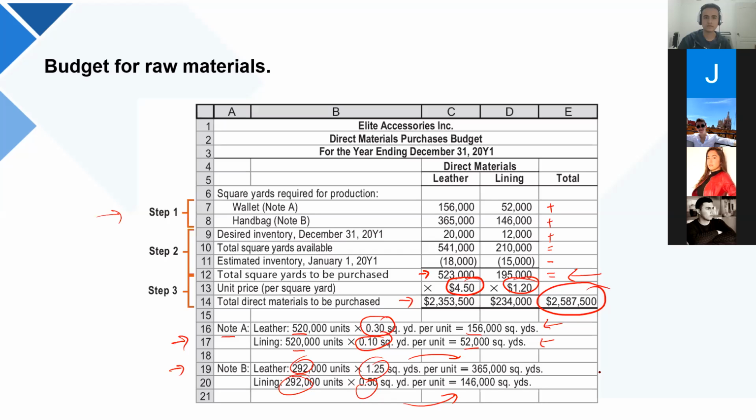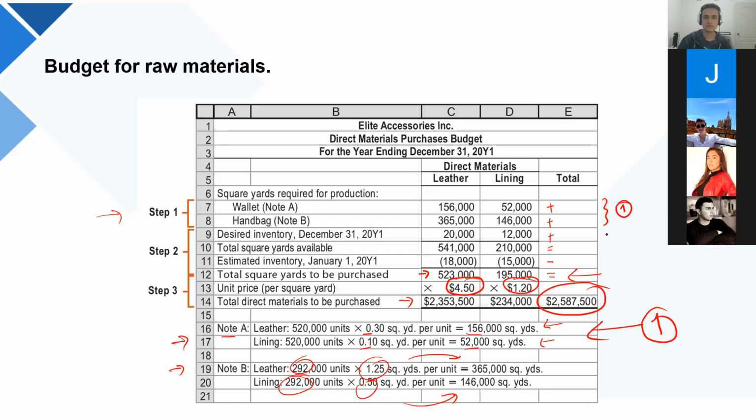Okay, so the first step is you need to have the units of production for each of the products. That's the thing I did here. So this is step one. I multiply the production budget times the units needed of the raw material for each unit. So for producing one of the wallets, I need 0.30 of leather and 0.10 of lining. That's what it says. So all I need to do is multiply the production times the consumption. That's going to give me this. So this is step one.